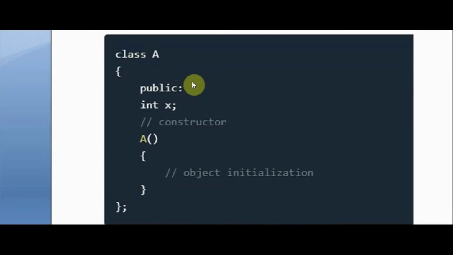It guarantees that every object will be initialized. In other words, the compiler calls the constructor whenever the object is created. The compiler will call the constructor automatically when the object is created. Whenever the object is created, the constructor will be called.